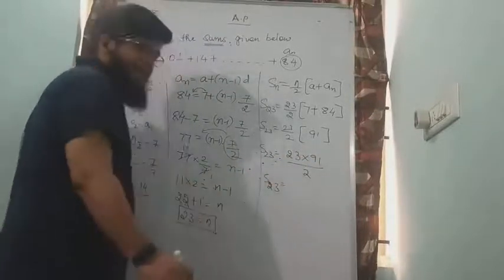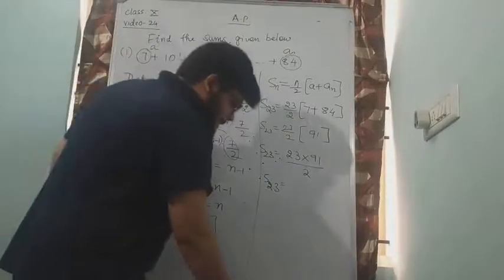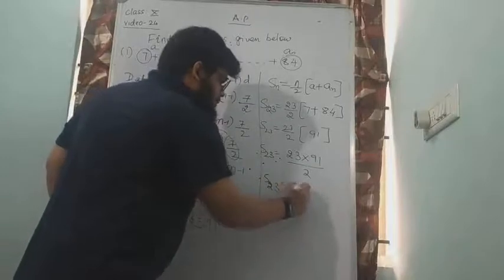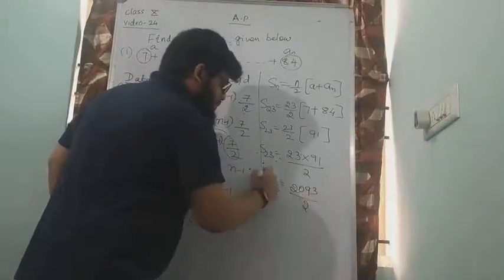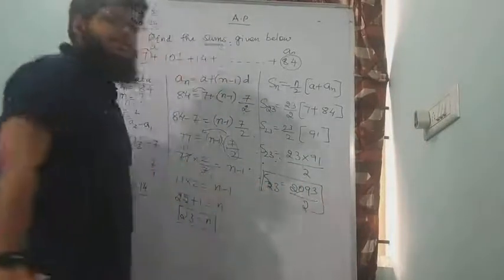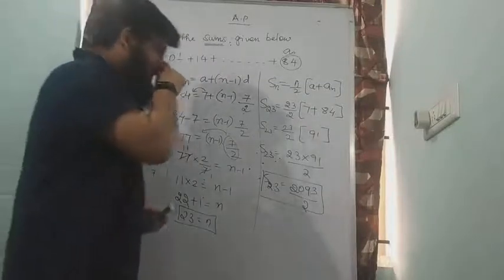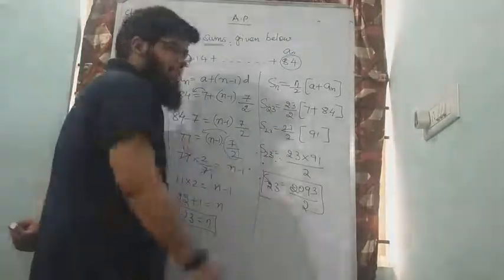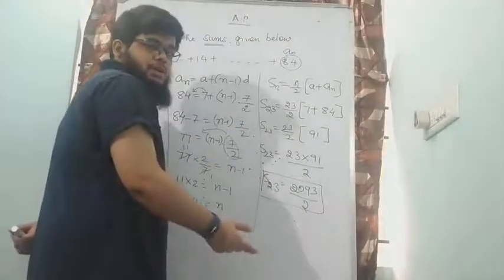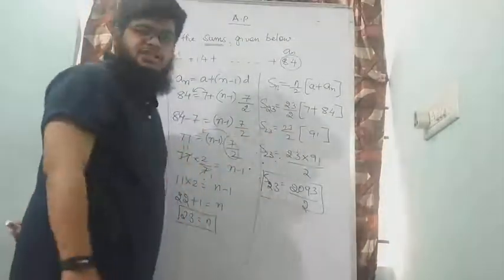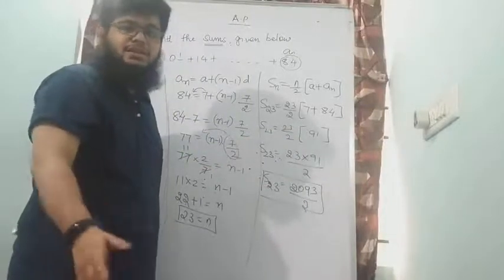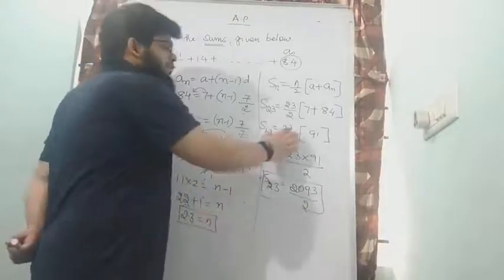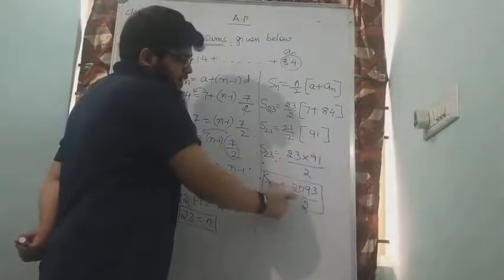So 23 into 91 will be 2093, divided by 2. So the answer for this problem is 2093 by 2. If we had some number that was divisible by 2, we could have cancelled it. But since 91 is not divisible by 2, and is definitely an odd number, just by looking at the number you can tell whether it is divisible by 2 or not. Only even numbers can be divisible by 2. So you have to multiply 23 and 91. 23 into 91 is 2093.